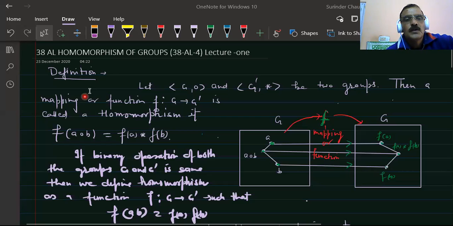Hello students, in differential calculus we have studied about the function. We defined it this way: let A and B be two non-empty sets. Then a function f from A to B is defined to be a rule which associates with each value of x belonging to A a given value of y in B. Now in this chapter on homomorphism of groups, we will study a function from one group to another group.